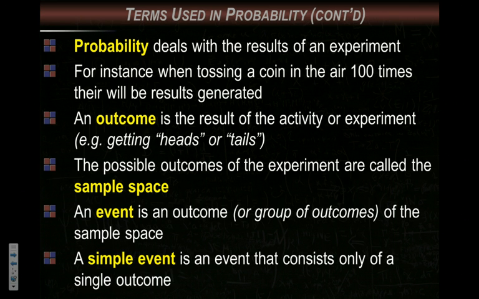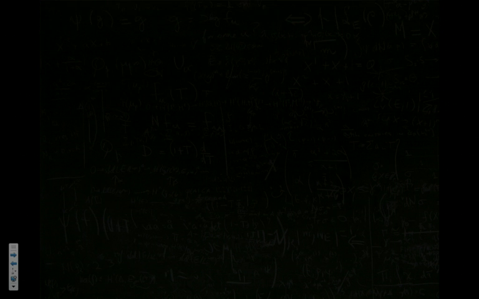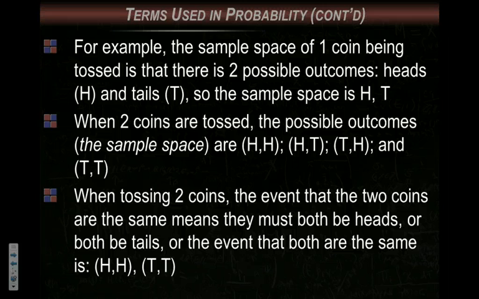So a simple event is just one simple outcome. So let's not get too lost in this terminology. We're talking about an outcome of, say, a flip of a coin. What's the outcome of that event? It's either heads or tails. Okay? So let's say we have one coin being tossed. The possible outcomes are just 2, heads or tails. So the sample space is heads or tails. There's only 2 outcomes. With a die, there could be 6 outcomes.